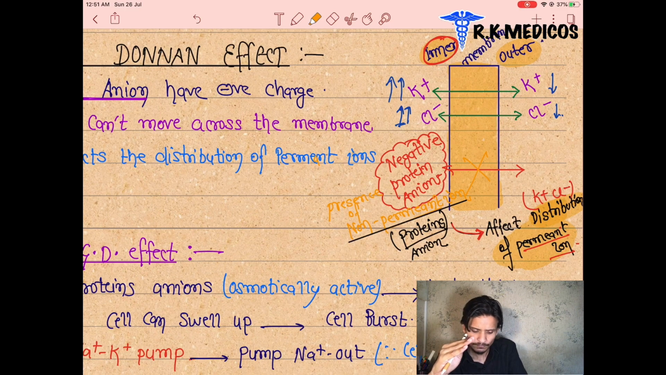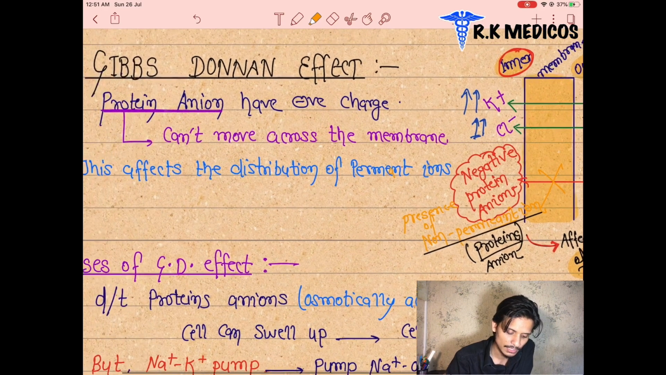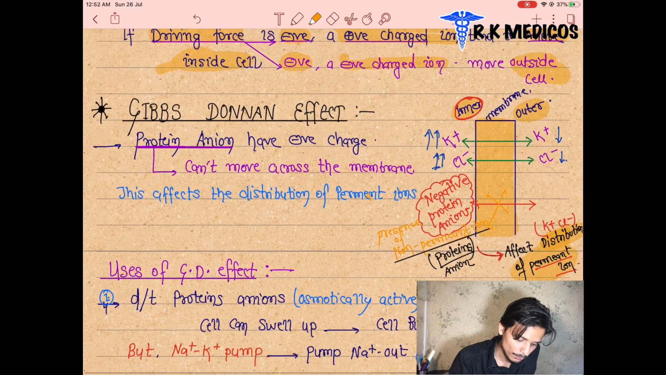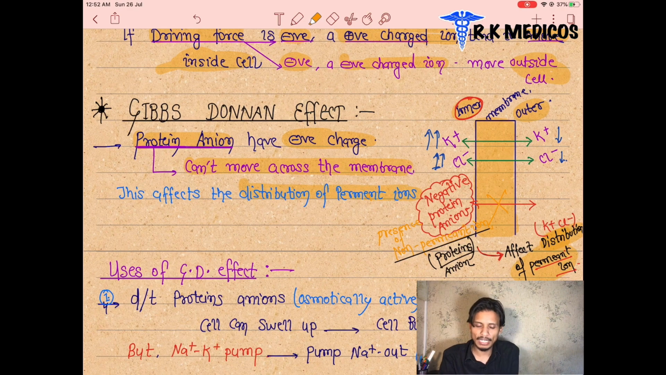Basically, the protein is a non-permeant ion, and potassium and chloride are permeant ions. They move outside, and the protein anion affects the distribution of the permeant ions. Permeable ions are affected by these protein ions. The protein anion has a negative charge and can't cross the cell membrane, so it affects the distribution of the permeant, permeable ions.